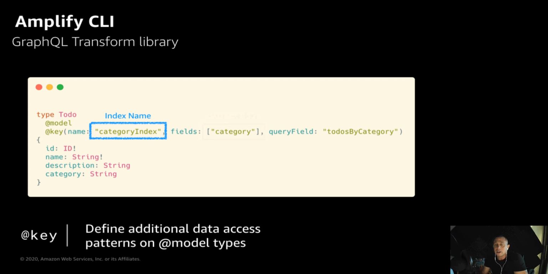The really important part here is going to be the fields array and the first item that you pass into this fields array. This is going to allow us to add a new partition key, which is essentially a new column that we can query by for this type. So by default, when we use @model on a type of to-do, we're going to get two query access patterns. We're going to be able to get a to-do by ID, and then we're going to be able to list to-dos. That's just going to scan the table and give us all of the to-dos.